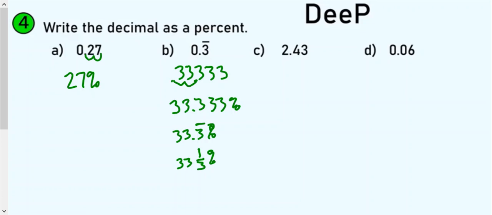All right, example C, we got 2.43. So if we move our decimal 2 places to the right, we get 243%. Remember that whole number in the ones place means that it is 200 out of 100, so 2 whole, and then 43 left over. All right, example D, moving 2 places to the right, we get 6%.